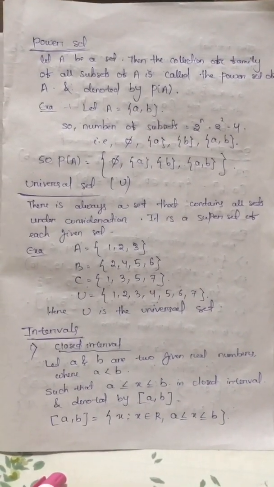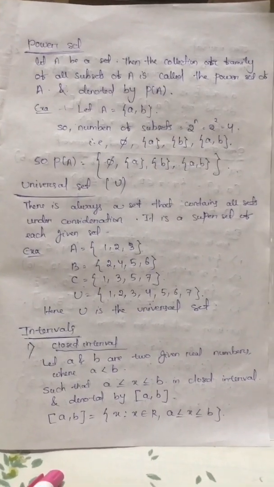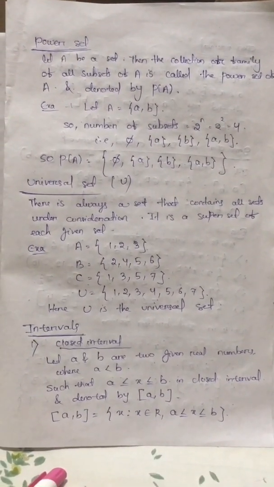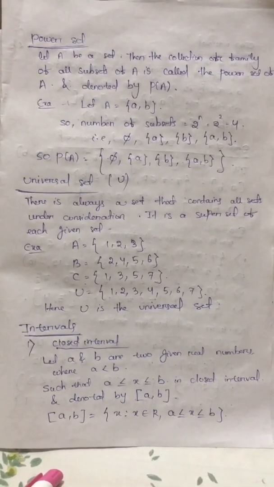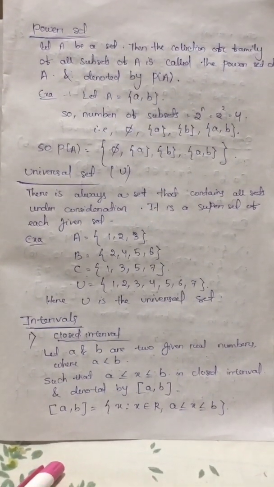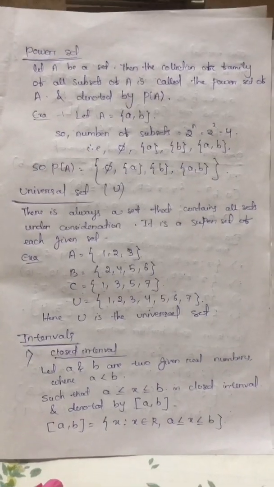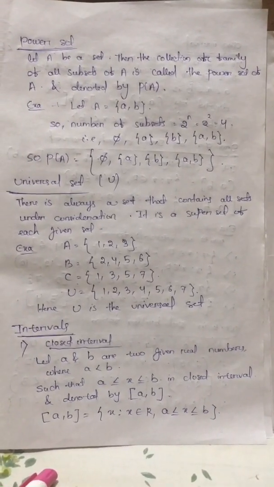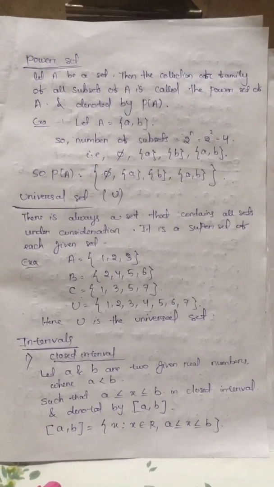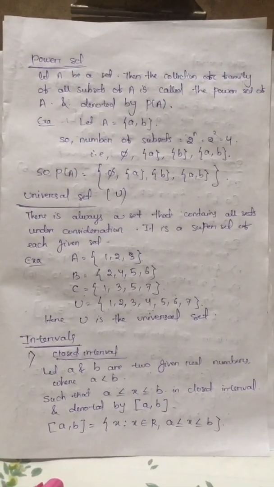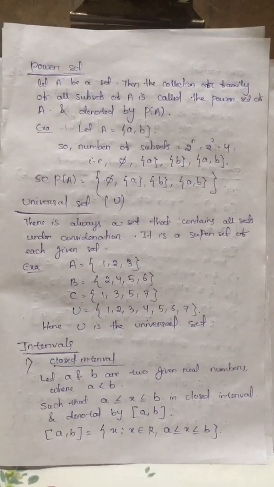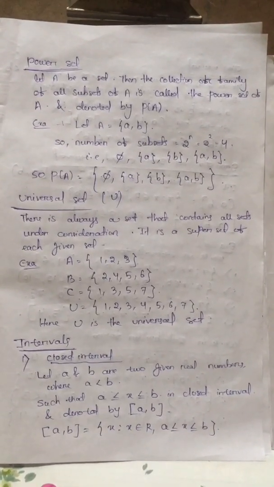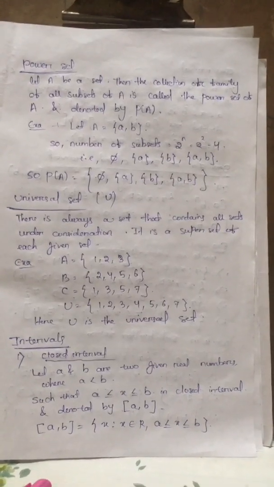Now what is this power set? Last week I told you about the number of subsets of a given set. If we collect them in a set, then that set is called a power set. So let A be a set, then the collection, the family of all the subsets of A, is called the power set of A. It is denoted as P(A). P(A) means I am talking about the power set.